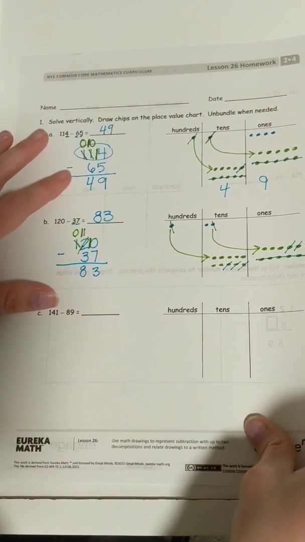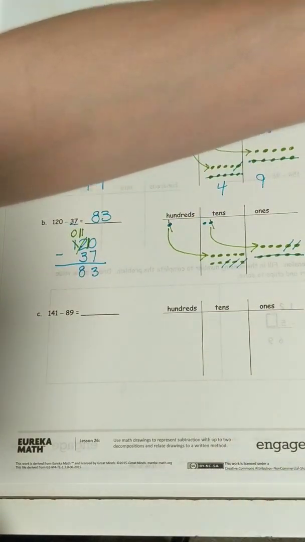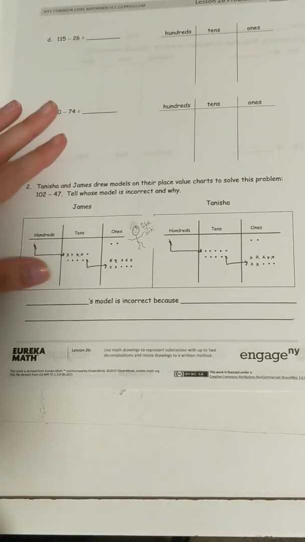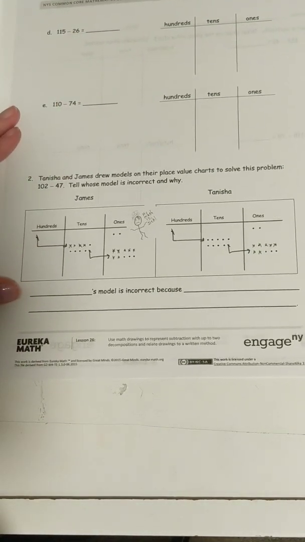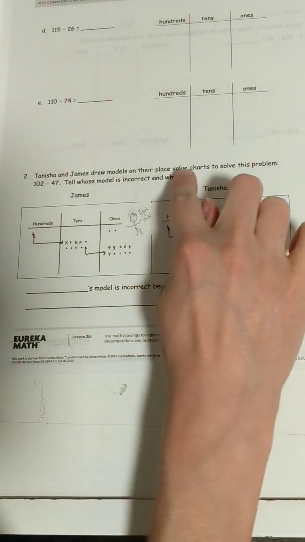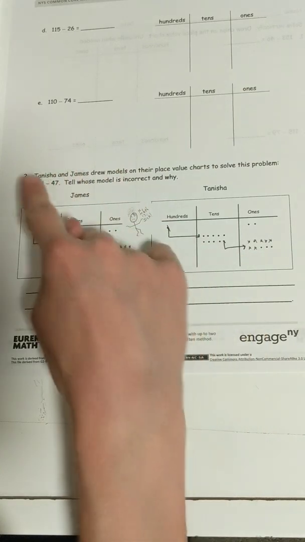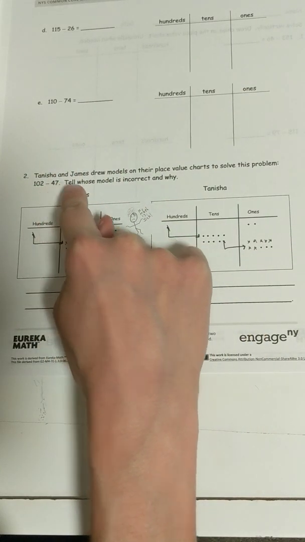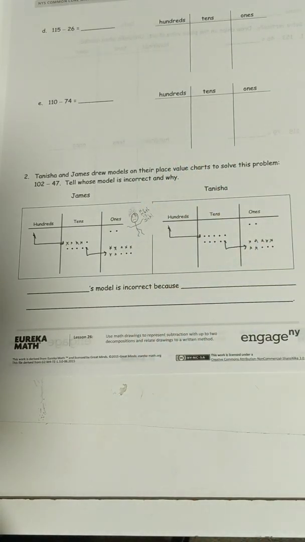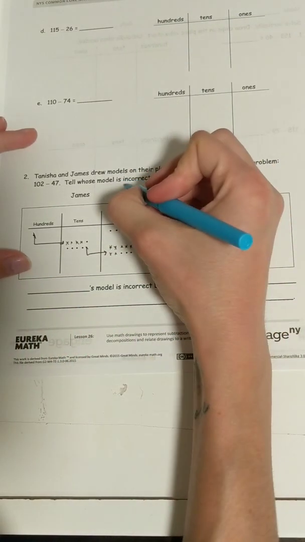But I do have one more thing to share with you before we go and get your practice. So you're going to have something in your practice page that looks like this, and it says, Tanisha and James drew models on their place value charts to solve this problem. 102 minus 47. Tell whose model is incorrect and why. So it wants to know whose model is wrong.